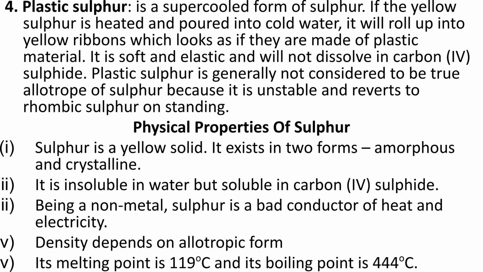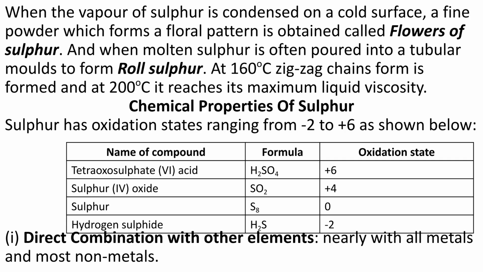Physical properties of sulfur include being a yellow solid, insoluble in water but soluble in carbon IV sulfide, and a poor conductor of heat and electricity. When sulfur vapor is condensed, it forms a fine powder called flowers of sulfur. Molten sulfur poured into molds forms roll sulfur.